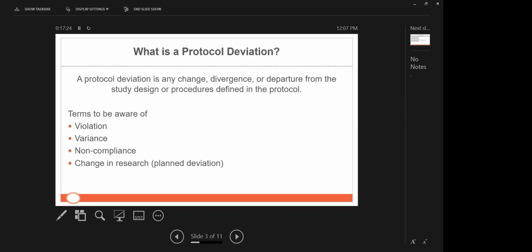And this mostly refers to planned deviations. An example of this is when we had COVID, a lot of our research changed, and we had to make plans on how we were going to continue doing research within the COVID environment. So that's a planned deviation that you would report to the IRB, saying this is how we plan to mitigate the COVID challenges we're having.